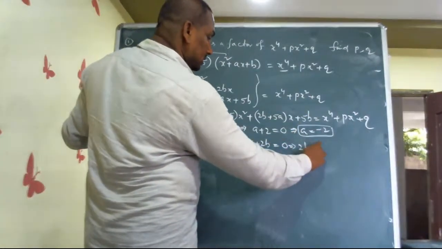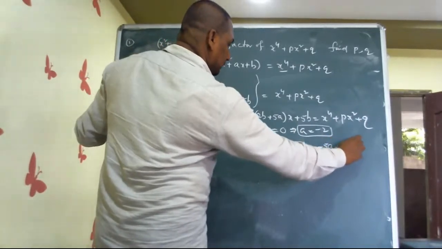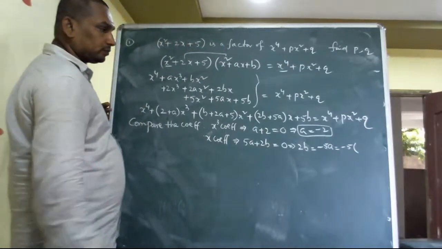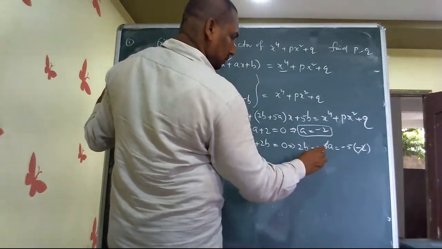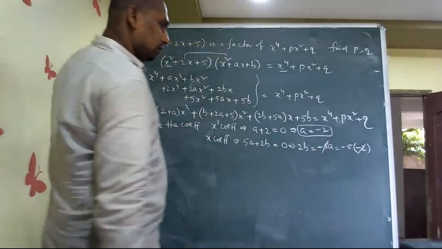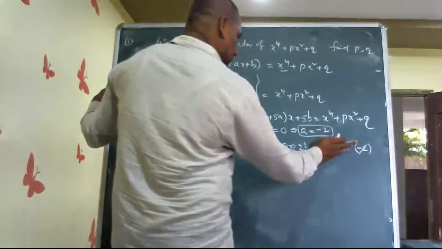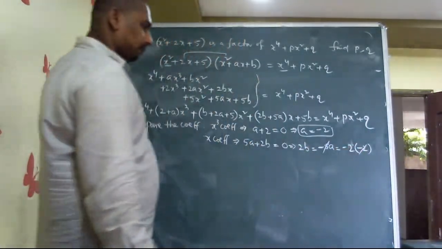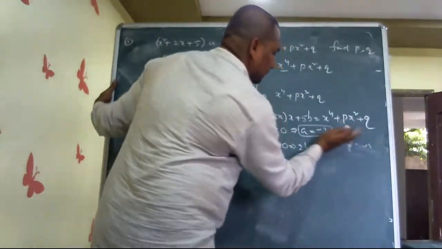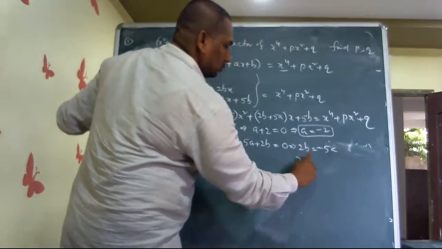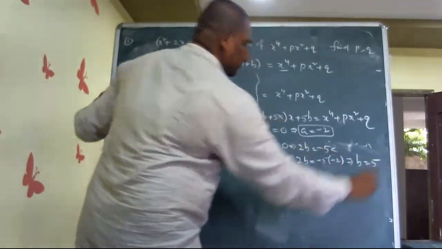So 2b is equal to minus 5a. Minus 5 into, what is a? Minus 2. Sorry, 2b is equal to minus 5a. 2b is equal to minus 5 into minus 2. Then b is equal to 5.